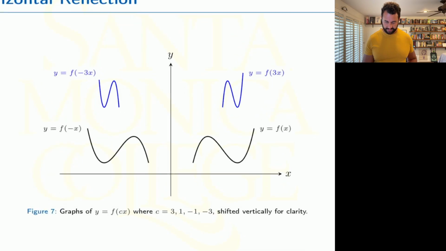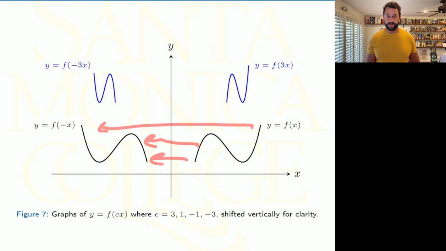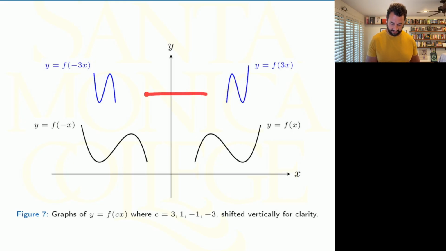So here's an example of some of those, but I shifted things vertically a bit for clarity. Here's the graph of f of x. Here's the graph of f of -x. So it's literally taking this and reflecting it across the y-axis. There you go. You could also reflect and squish or stretch. So here I compressed the graph of f by a factor of 3. That's why it's going a lot faster. And then here I'm reflecting it. So here I compressed it by a factor of 3, but then I also horizontally reflected it. So this is getting reflected like so.